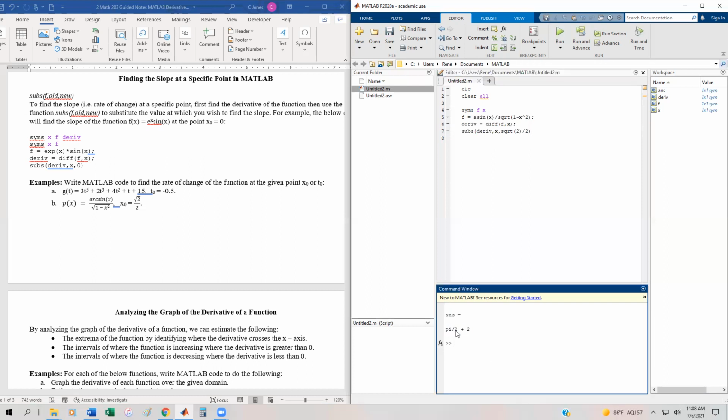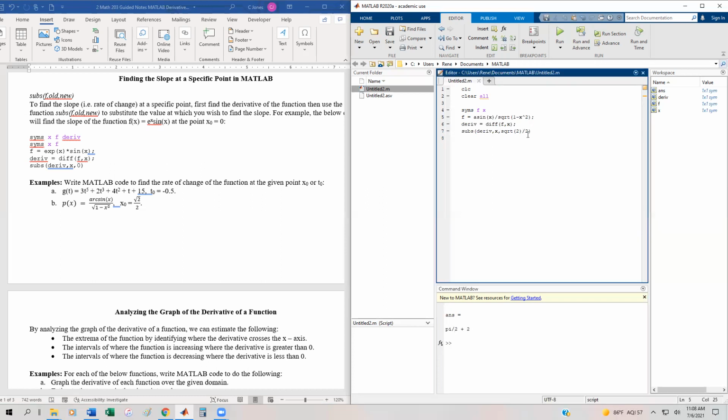And we get this value, pi halves plus 2. And that gives us the exact slope of the function at the value x equals root 2 over 2. So pretty cool that we can do that just by using our subs function. In the next videos, we're going to take a look at how we can analyze the graph of the derivative, just like we did analytically, except we're just going to use MATLAB to kind of give us an idea as to what to expect with that.